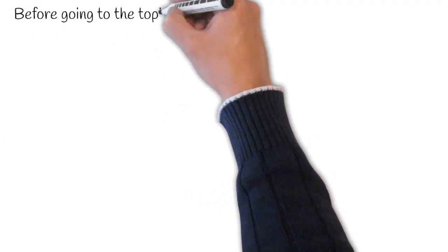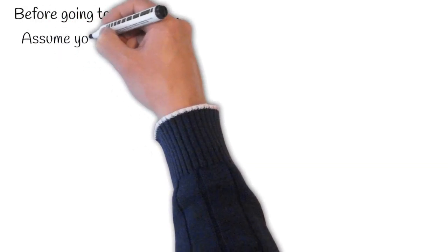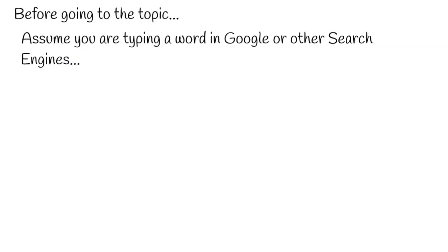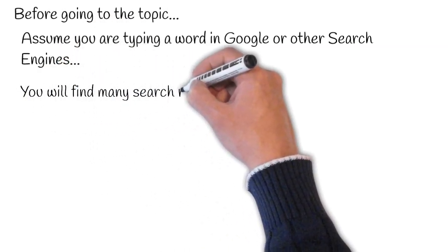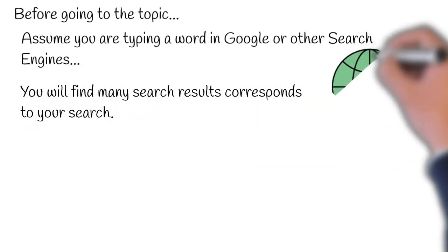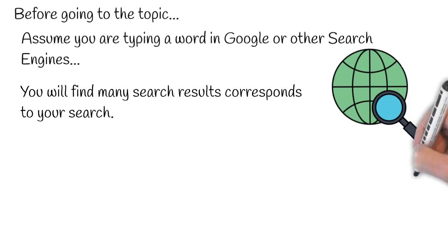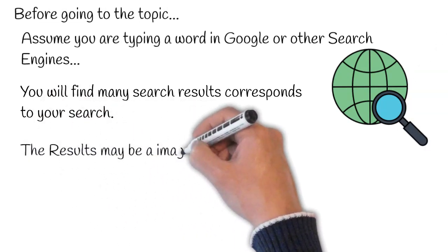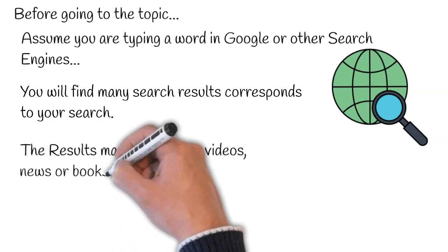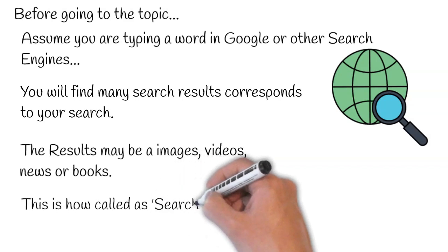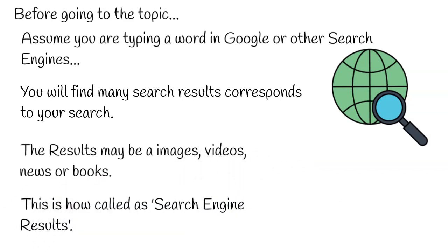Before going to the topic, assume you are typing a word in Google or any other search engine. You will find many search results corresponding to your search. The results may be images, videos, news or books. This is what is called search engine results.